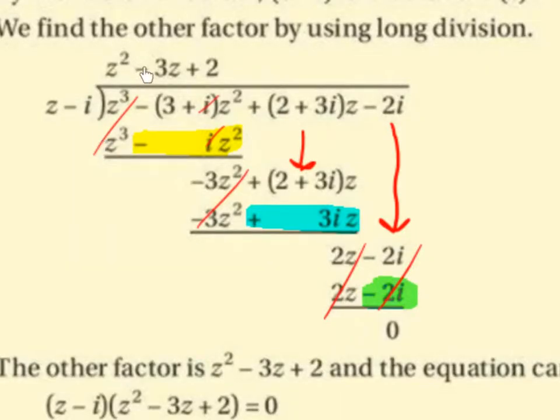Now the z³ will cancel. The −iz² and the −iz² will cancel as well. And we're left with −3z². So we bring that down here. And then we repeat the process. So z divides into −3z² and leaves us with −3z.